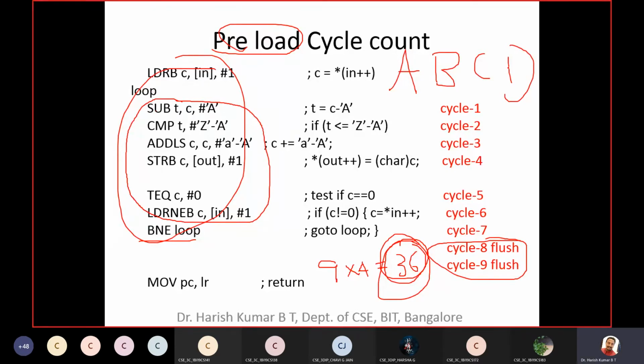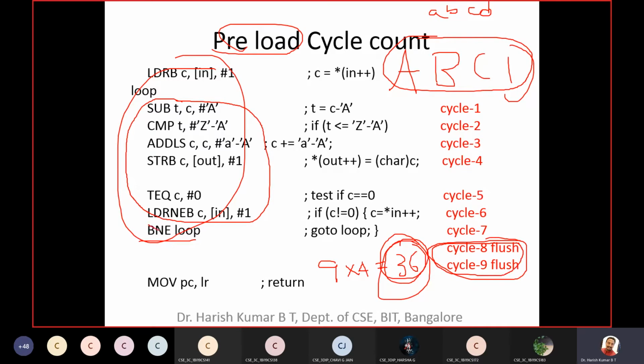Say, for example, I have written ABCD. I want to convert my string, which is in uppercase ABCD, to lowercase abcd. Now how many times do these statements get executed? 4 times. To achieve this 4 times, I'm writing this loop with a branch not equal to loop. But this loop is creating overhead. What is that overhead? Additional flush cycles are required.